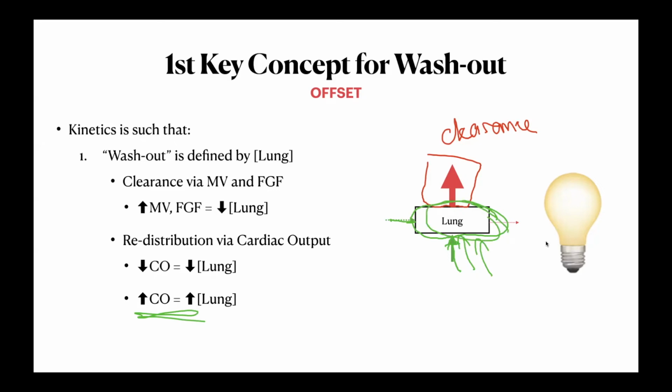And that's what Miller's was talking about. He was saying that if you had an increase in cardiac output, you are going to get increased redistribution back to the lung. And the only way to ensure that you get similar washout with someone with a low cardiac output is to increase your clearance by increasing your minute ventilation rate, as well as, if you haven't already, increasing your fresh gas flow.